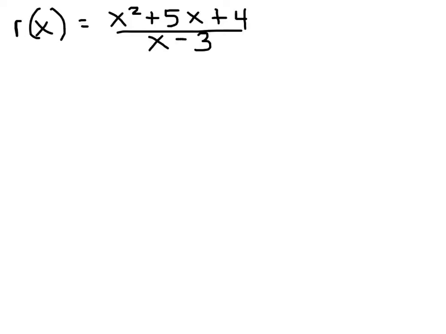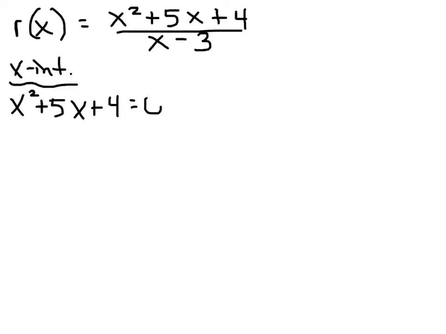Okay, again, I'm going to set this up just like they did the last one. So I'm going to find the x-intercept first, which means I put the top equal to 0, and I solve for x. So this particular one, I'm going to factor. What times what gives me x squared is x and x. What times what gives me 4, it adds up to be 5, is 1 and 4.